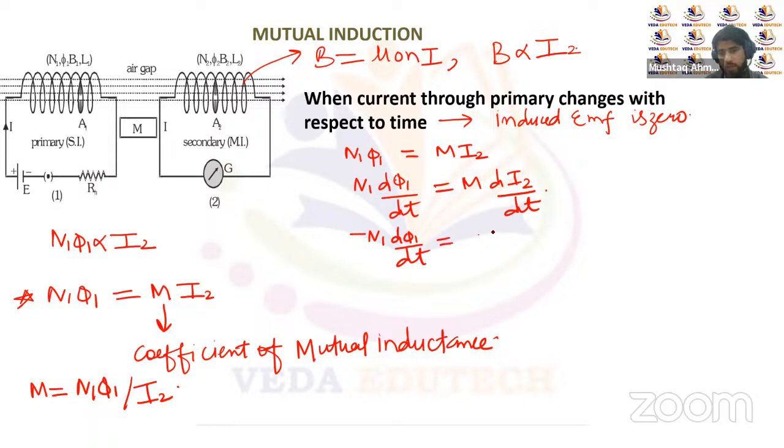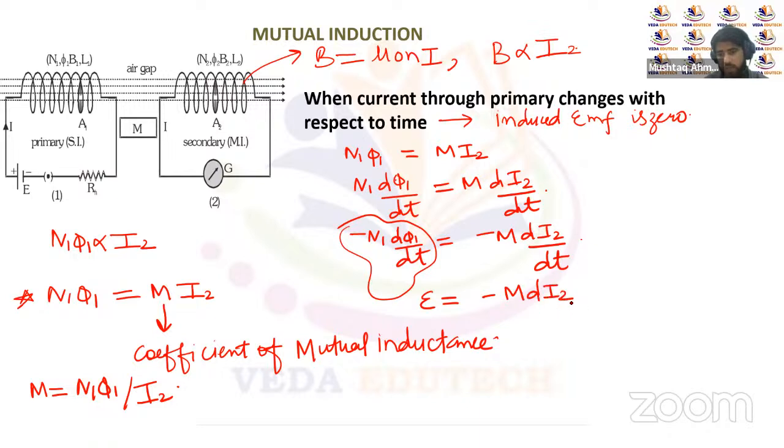That will be equal to minus M times di2 upon dt, right? According to Faraday's law, this is the induced EMF. So the induced EMF is once again equal to minus M di2 upon dt. This will be the induced EMF in a circuit, in the primary circuit, in the primary coil.